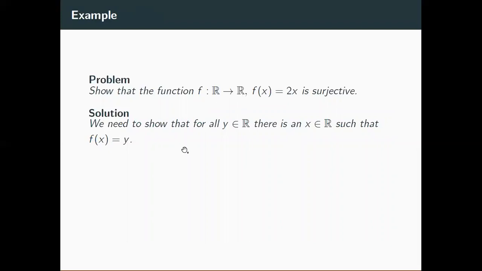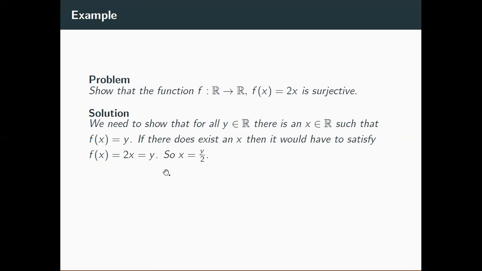So again, let's review the definition. We need to show that for all y in R, there exists an x in the domain R, such that f of x equals y. So every real number needs to have some number that maps to it, and it has to be a real number. So if there is some x value that gives us a y as an output, then it would have to satisfy 2x equals y, just because f of x equals 2x, that's the rule. And we just solve, so we get x equals y over 2.